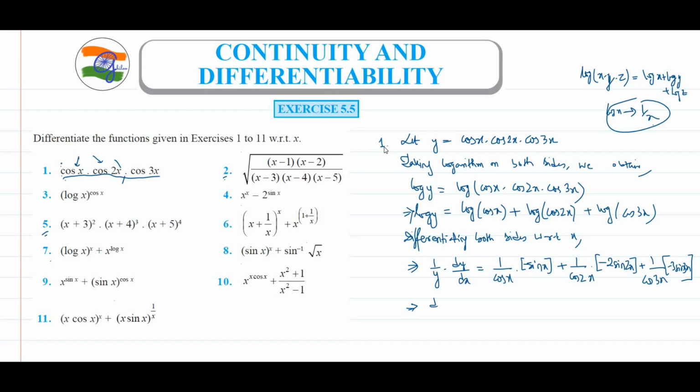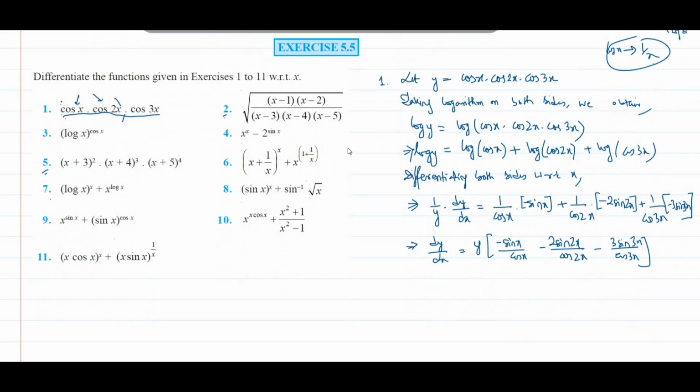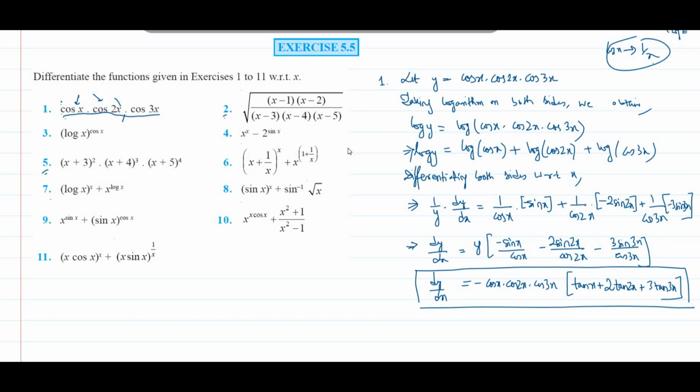If you arrange it, you will be getting dy by dx is equal to, this is 1 by y, so you can easily put it that side, that will be y times minus sin x by cos x and so on. Now you know that sin x by cos x, sin 2x by cos 2x, sin 3x by cos 3x will be tan x, tan 2x and tan 3x respectively. We take the minus out of the expression and put the value of y. So y, as we have assumed, is cos x times cos 2x times cos 3x. This is going to be tan x plus 2 tan 2x plus 3 tan 3x. So this is our expression. In this way we will be solving all the problems.